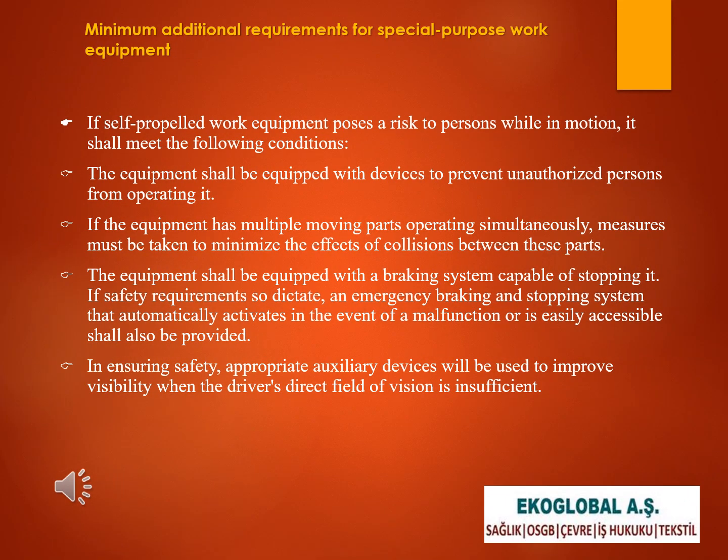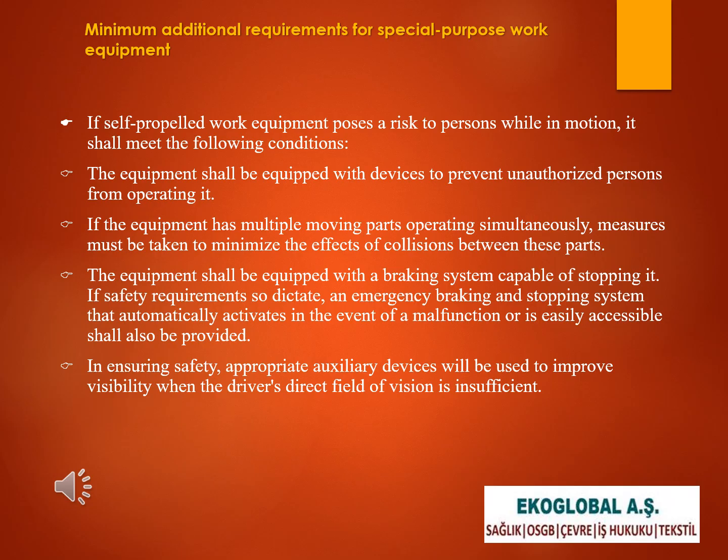If self-propelled work equipment poses a risk to persons while in motion, it shall meet the following conditions. The equipment shall be equipped with devices to prevent unauthorized persons from operating it. If the equipment has multiple moving parts operating simultaneously, measures must be taken to minimize the effects of collisions between these parts. The equipment shall be equipped with a braking system capable of stopping it. If safety requirements so dictate, an emergency braking and stopping system that automatically activates in the event of a malfunction or is easily accessible shall also be provided.